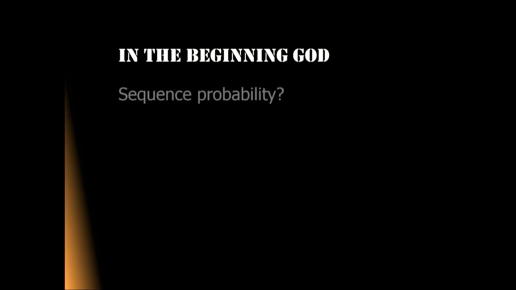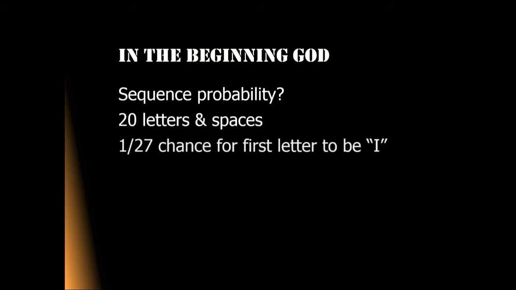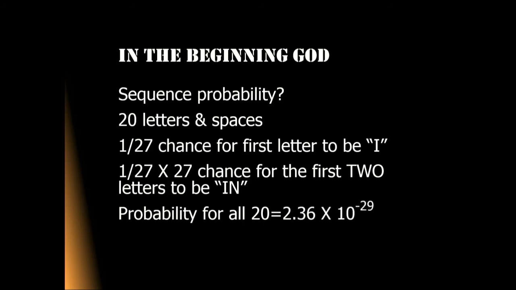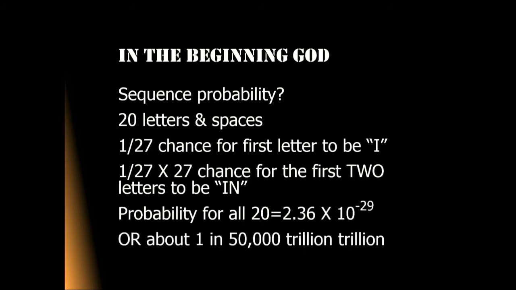In the beginning, God. If you had a monkey sit at a table and type out on a computer keyboard, how many times would it take for him to type out "in the beginning, God"? The sequence probability is 20 letters and spaces, 1 in 27 chance for the first one to be I, 1 in 27 times 27 for the second one to be N. The probability for getting all 20 is that number, which is about 1 in 50,000 trillion. If you believe in a 15 billion-year-old universe, and this monkey was working on this and changed every second, there's not been enough time yet for him to hit that sequence.